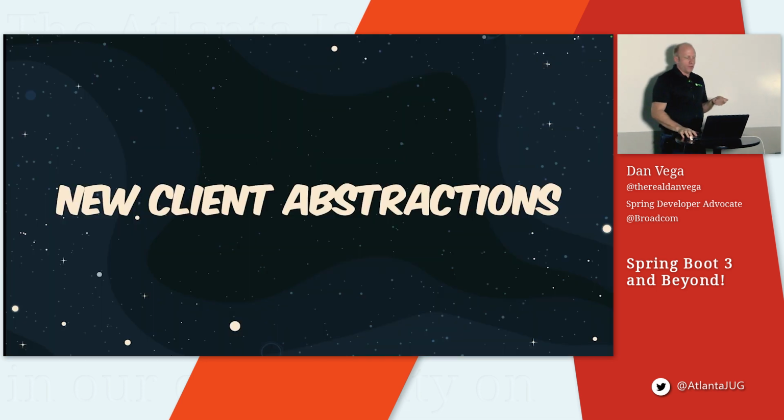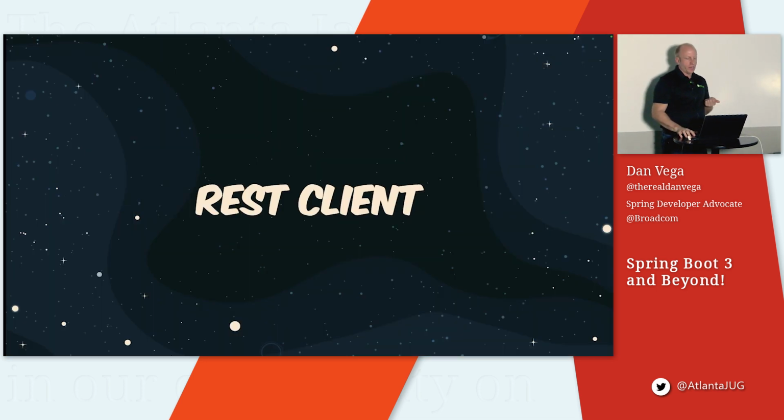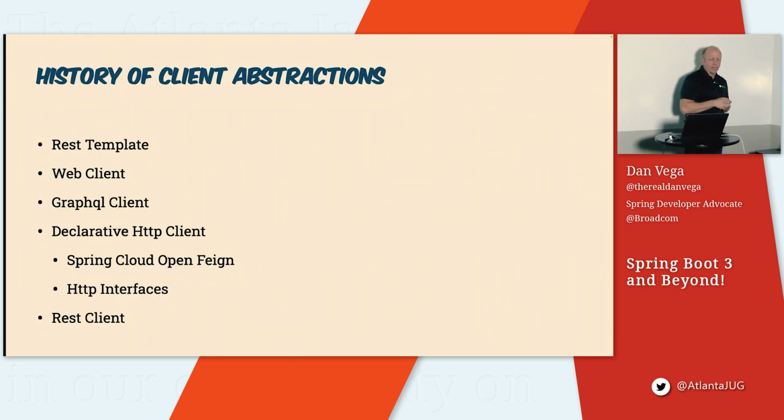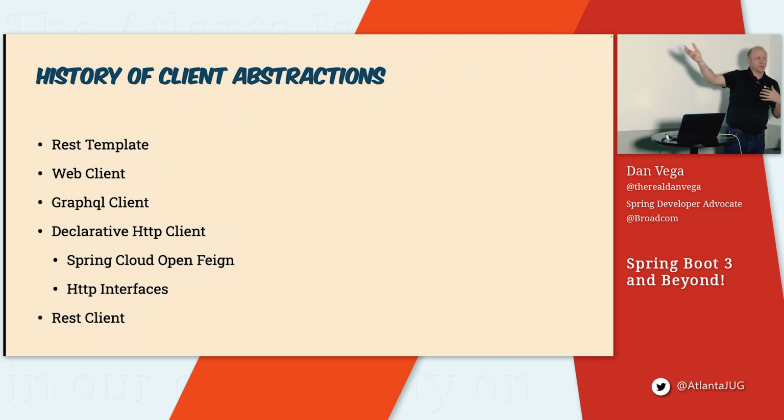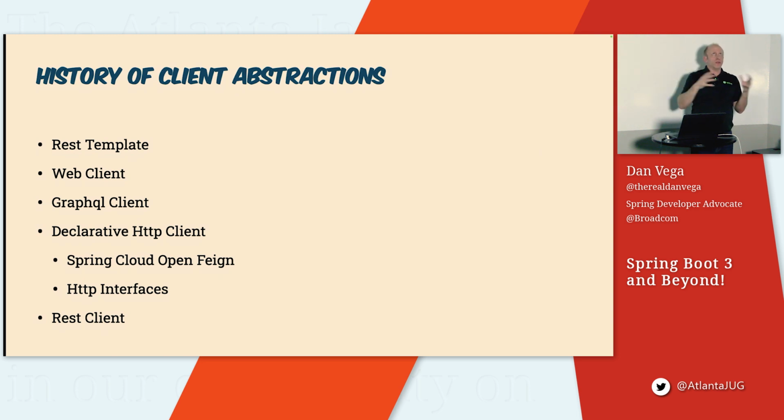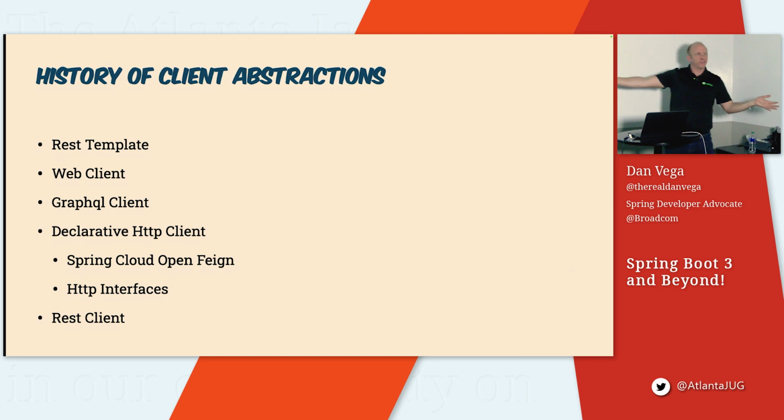Cool. A couple more things. The new client abstractions, the REST client. So a quick history on client abstractions. This is really an idea of, I'm in an application and I need to talk to another service. So we've always had something called the RestTemplate. With the RestTemplate, you're able to talk to another service. One of the big problems with the RestTemplate over time is that the API has kind of grown out of control, right? And if you look at the documentation, it says this is not deprecated, but it is feature complete, which means we're not working on it anymore.